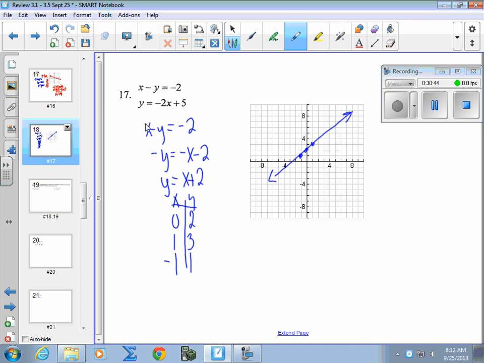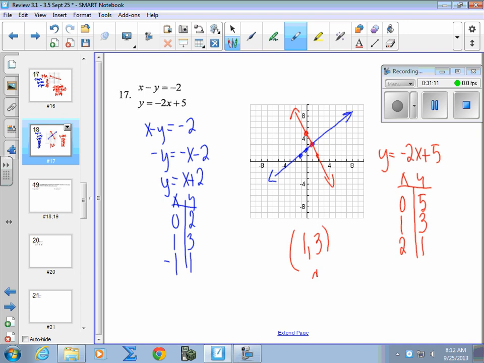On the next equation, y is equal to negative 2x plus 5. If I plug in 0, I get 5. If I plug in 1, I get 3. If I plug in 2, I get 1. So I have 0 and 5, I have 1 and 3, and I have 2 and 1. Which is nice because we see that they intersect at 1 and 3. It is consistent and independent.